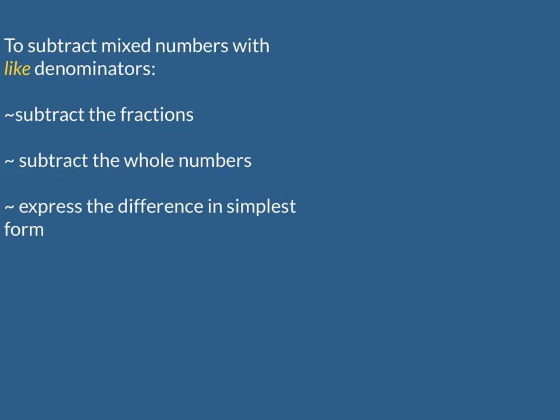To subtract mixed numbers with like denominators, first subtract the fractions, then you subtract the whole numbers, and then you express the difference in simplest form. So let's take a look at that using an example. We have 7 and 7/12 minus 3 and 5/12. Since these have the same denominators, all we need to do is subtract.